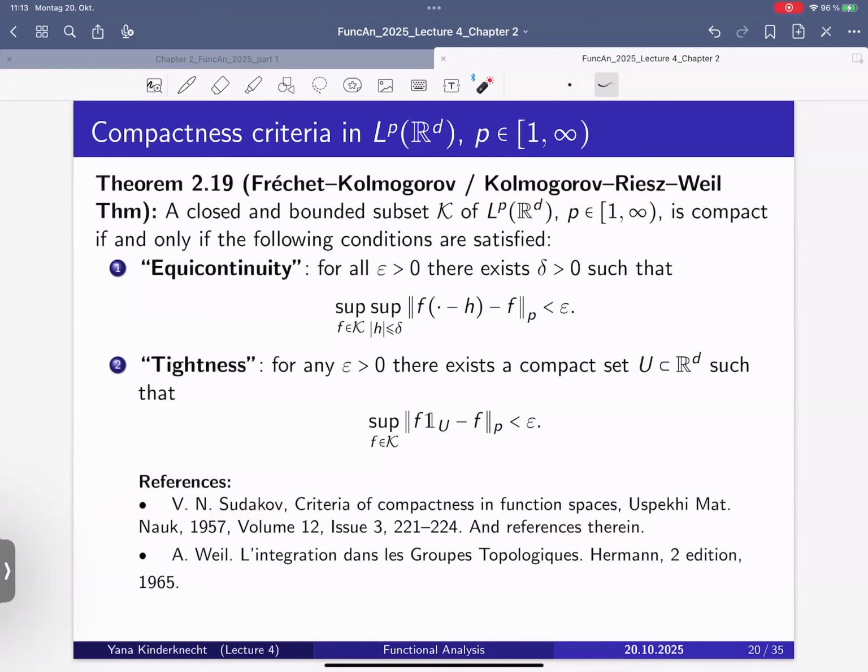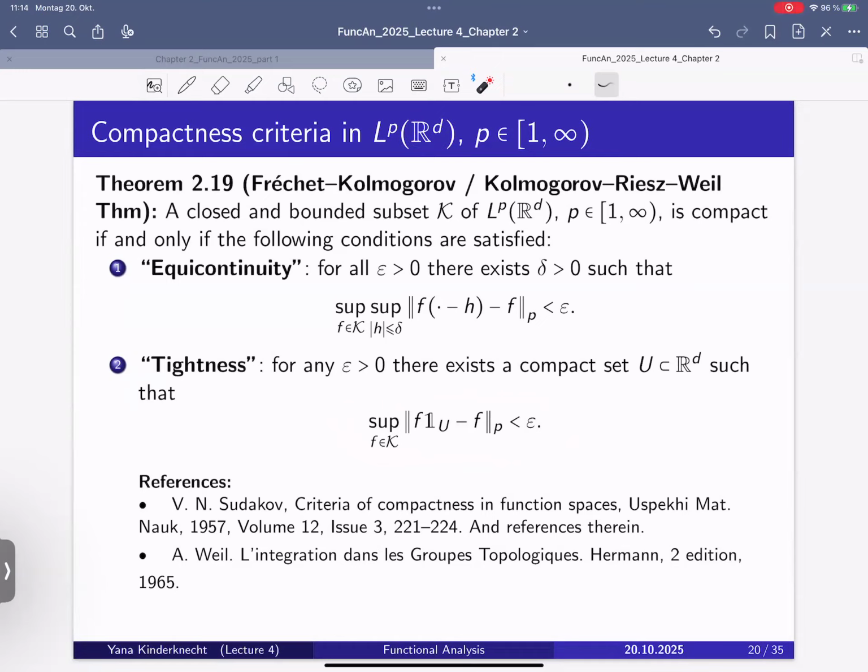Okay, so you see equicontinuity, and to fight the non-compactness, tightness. And again, what does tightness mean? It depends on the space where you are living. But hopefully the idea is clear from this statement.